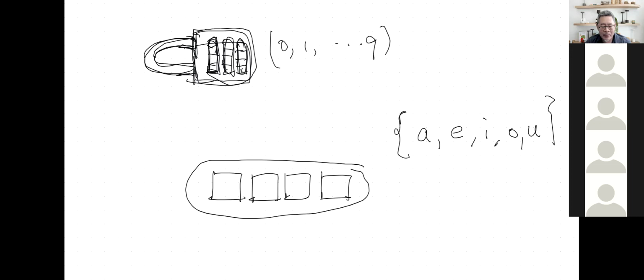Remember the fundamental counting principle. So the number of choices we're going to actually multiply. So figure out how many choices for the first letter, how many for the second, how many for third, how many for the fourth.